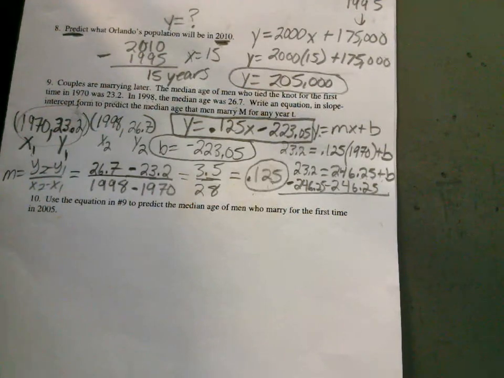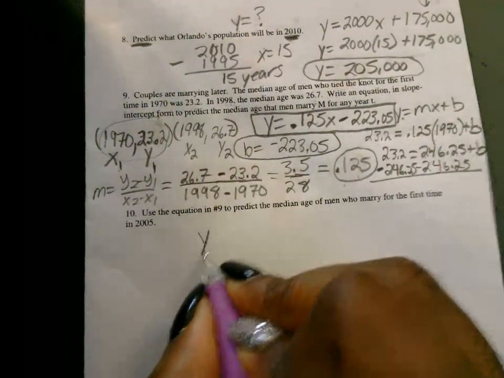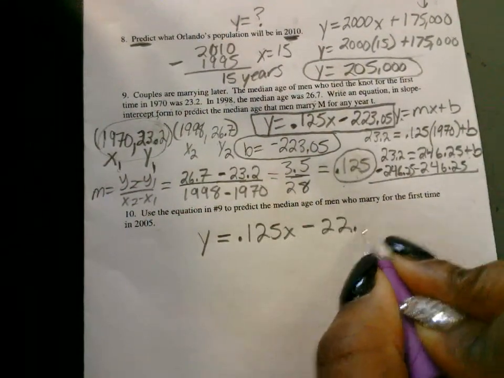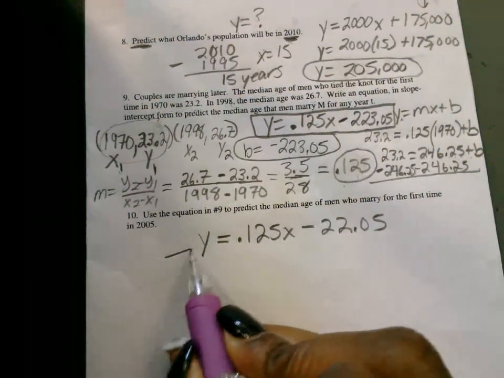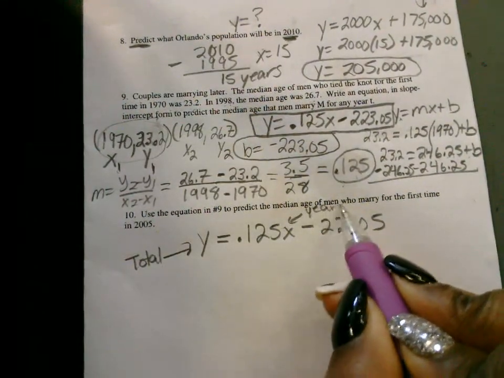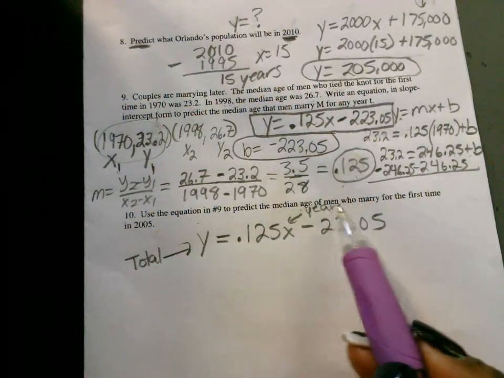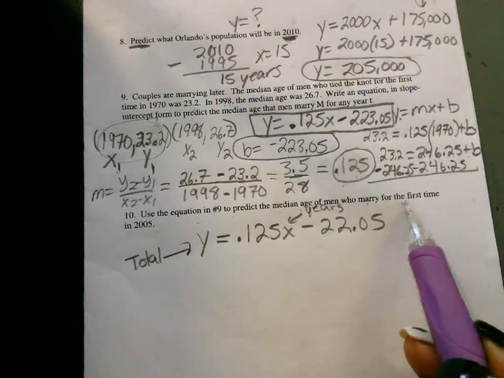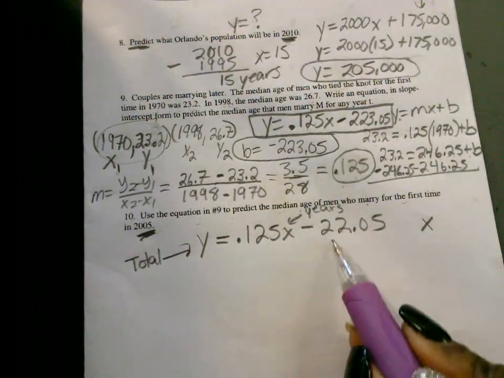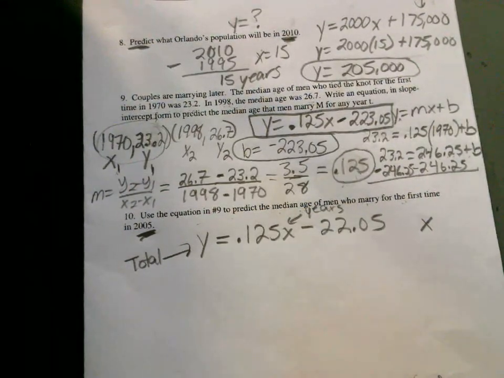All right, we're going to make the prediction again for number 9. So we're using this equation. Y is equal to, okay. So again, this is the total. This is the number of years. Now it's saying use the equation to predict the median age men will marry for the first time in 2005. So now we need to figure out what X is. What was the starting year? 1970 was the starting year.